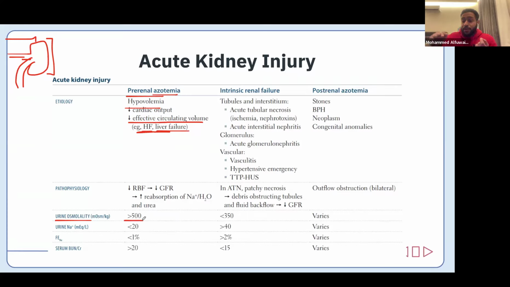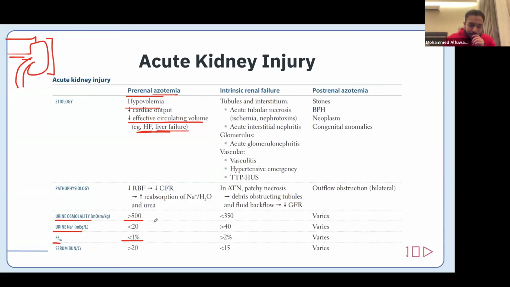Now, we said that what also gets activated? RAS. What will RAS do? Sodium absorption. So will there be a lot of urinary sodium? No. So it will be decreased. And the fractional excretion of sodium will be low. Now, here's this. Are the kidneys functional in this case in pre-renal azotemia? Is there a defect of the kidneys itself? No, there's no defect, so it's functional.